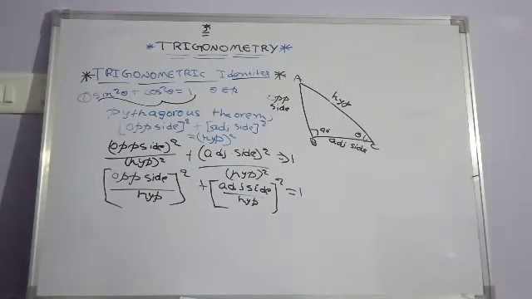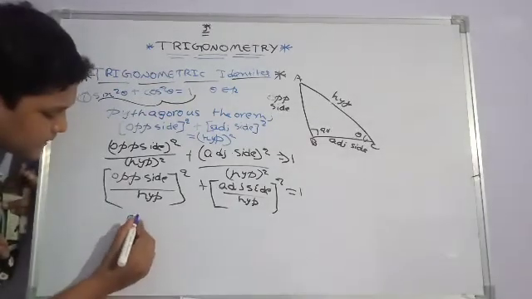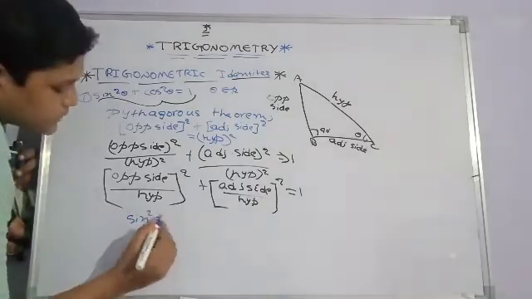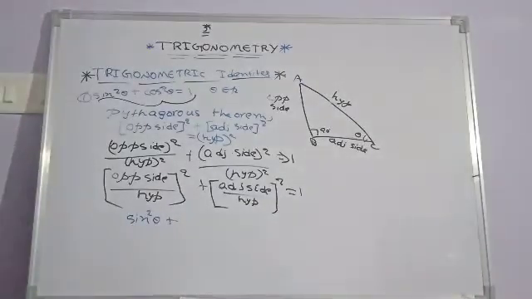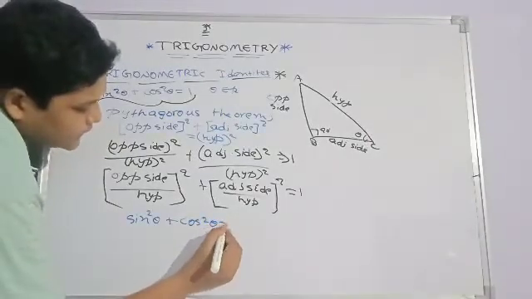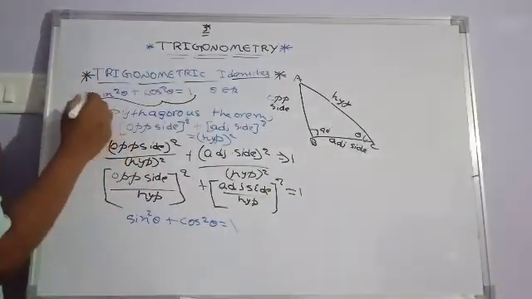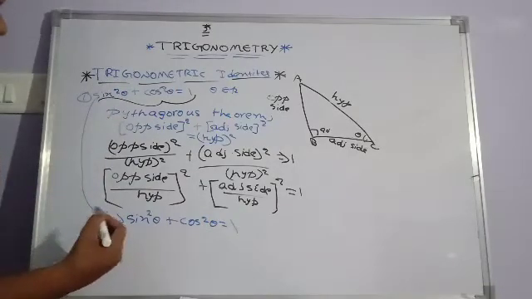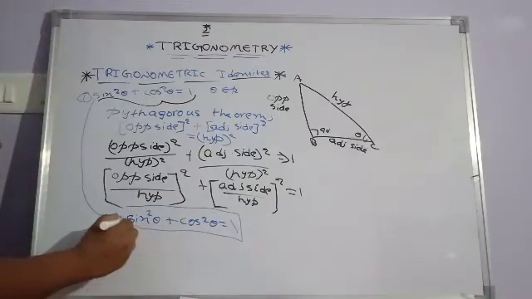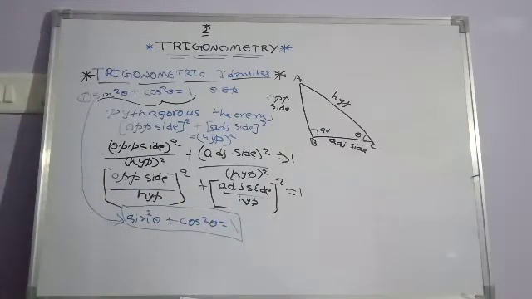What is opposite side by hypotenuse? Opposite side by hypotenuse is sin theta. We all know that. So sin square theta plus adjacent side by hypotenuse, which is cos theta, whole square. So we can write cos square theta is equal to 1. Hence proved: sin square theta plus cos square theta is equal to 1.